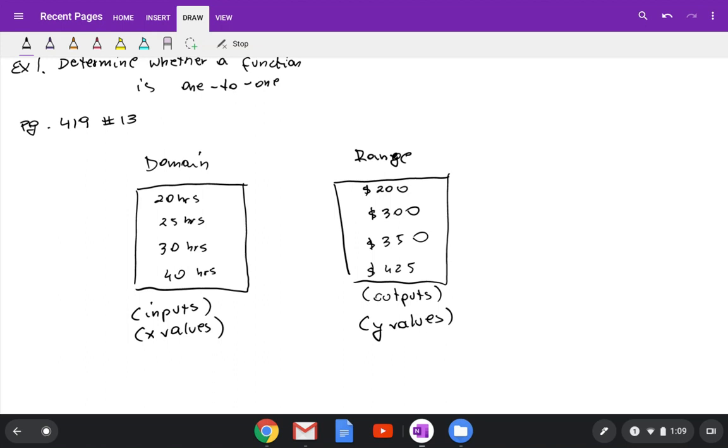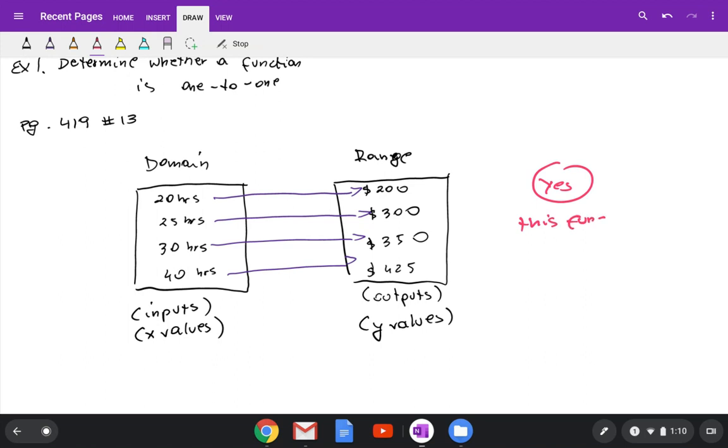And again, you're going to see many problems like that, and they give you a mapping. And you have to decide if this relation represents a one-to-one function, okay? So the answer will be yes. This function is one-to-one because each input is mapped to a unique y value.